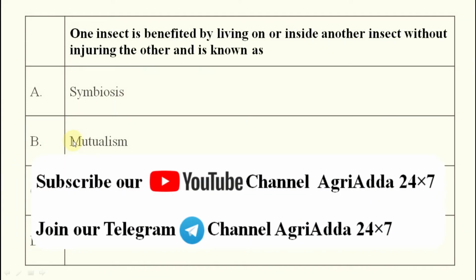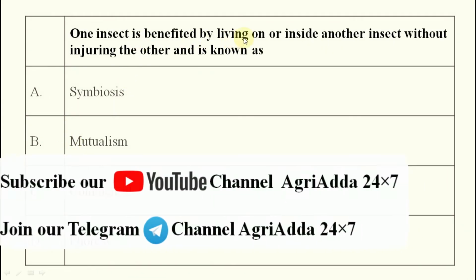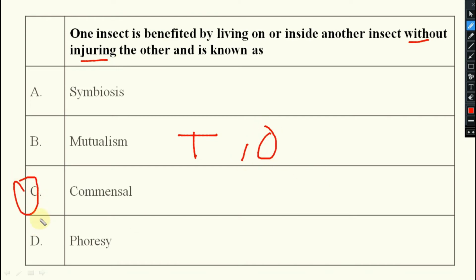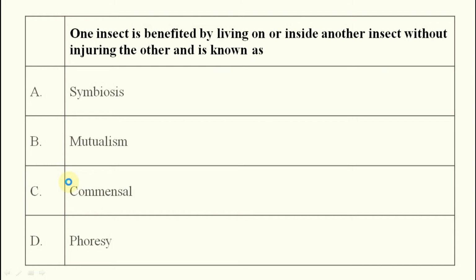Next one, you see, one insect is benefited by living on or inside another insect without injuring the other one. That means what is the combination? Here you can see, one is benefited, another one is without any injury. That means it will be 0. So it will be your what? Commensalism. Clearly understood, yes or no.